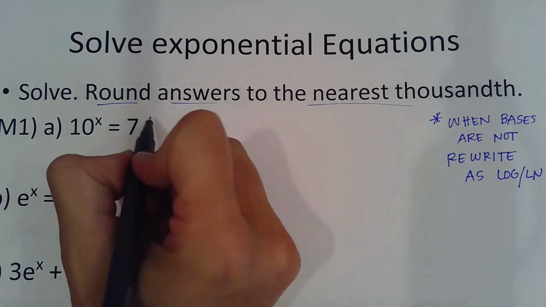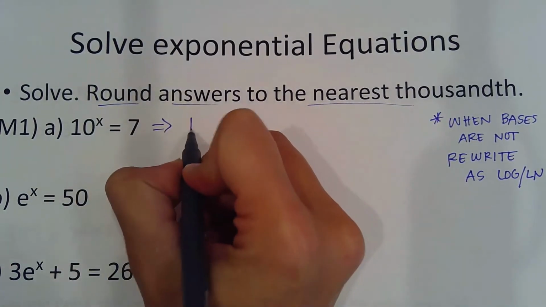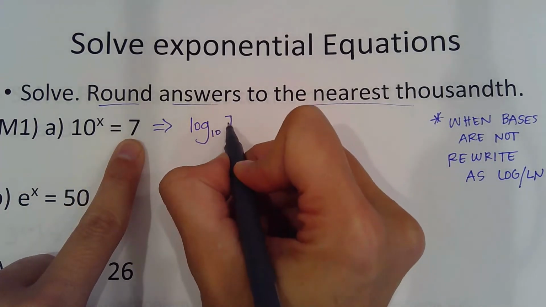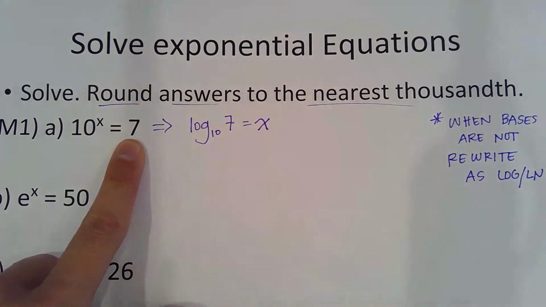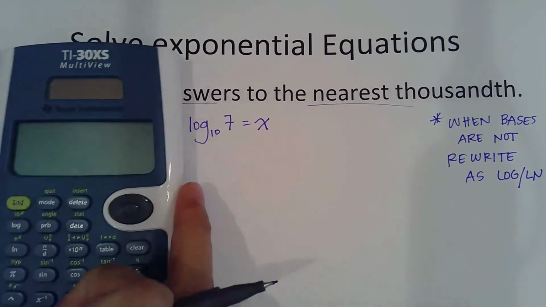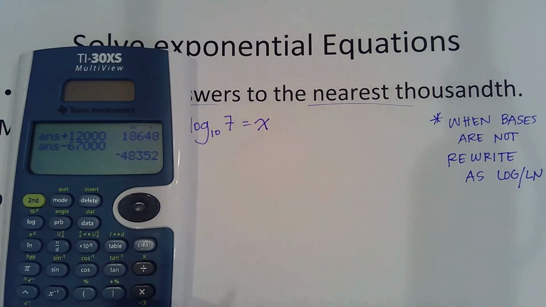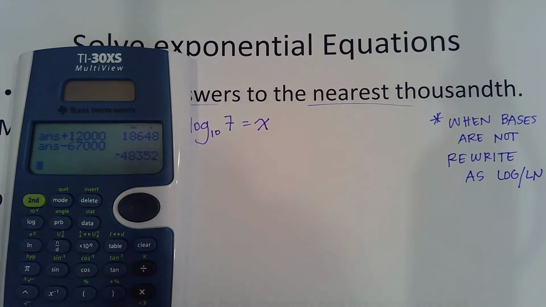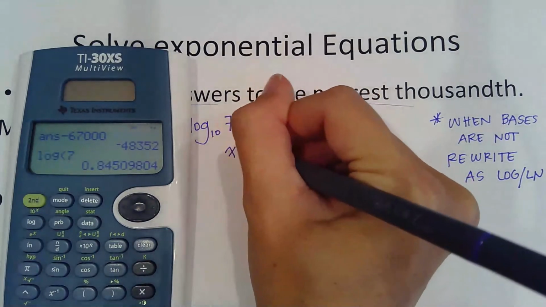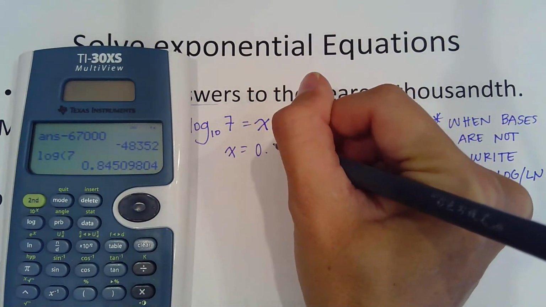All right, so this could be rewritten as log base 10 of 7 is going to be equal to x. Now I'm going to use the change of base formula, but you know in your calculator you can just plug this in because it is log. So log of 7 is going to be equal to 0.845.